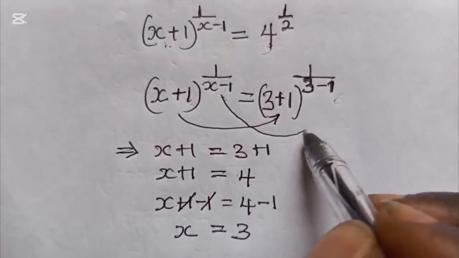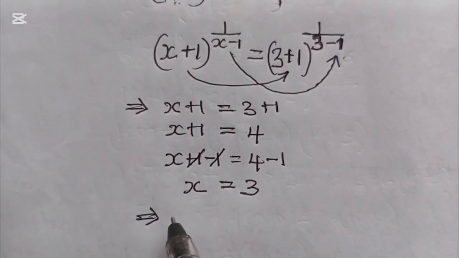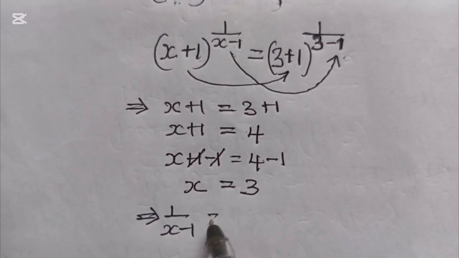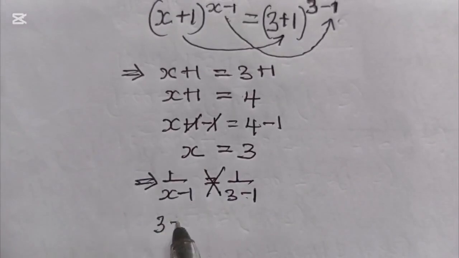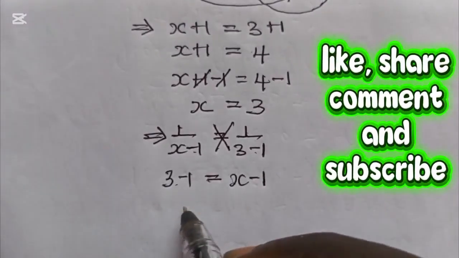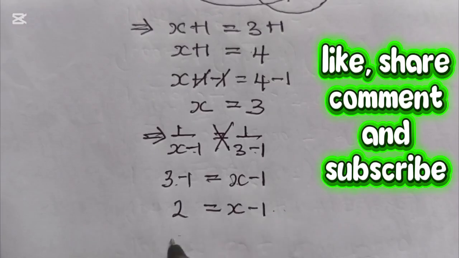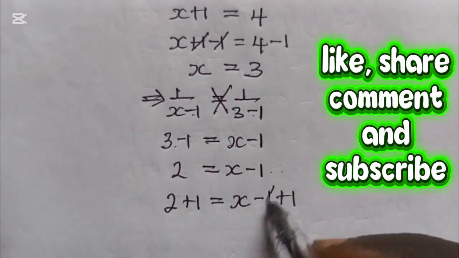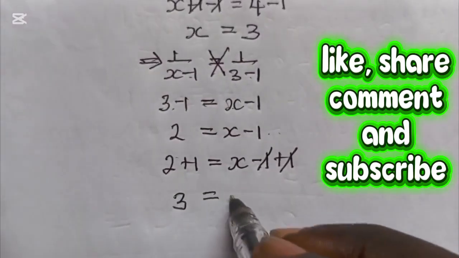Now, if you compare the index, we have 1 over x minus 1, which equals 1 over 3 minus 1. Okay, we can cross multiply. If you do that, 1 times this, that's 3 minus 1, equals 1 times this, that's x minus 1. 3 minus 1, that's 2, to be equal to x minus 1. So we can add 1 to both sides. 2 plus 1 equals x minus 1 plus 1. Minus 1 plus 1 will cancel. So we have our 3 equals x.